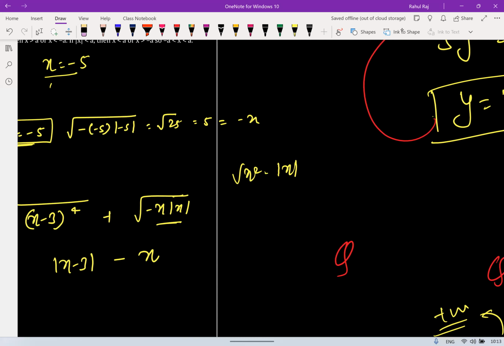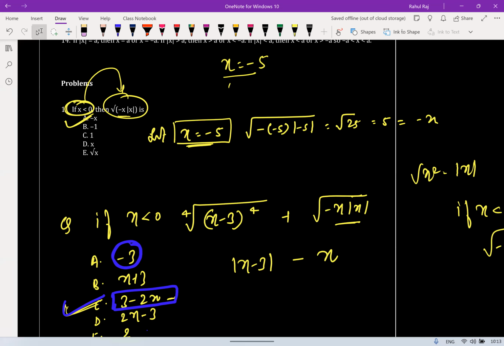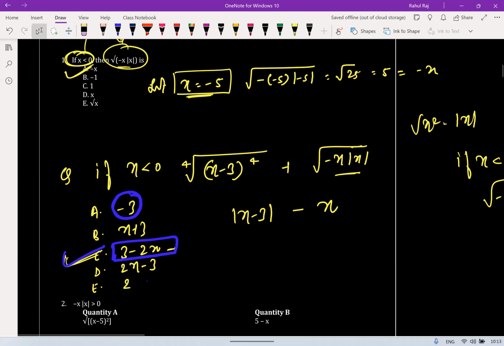If I ask you, Alexa, if x is less than 0, what is the value of minus x mod x? It will come as minus x only. That's what we always come to. Okay, fine. Now, Alexa, tell me, for x less than 0, what is the value of mod x minus 3?